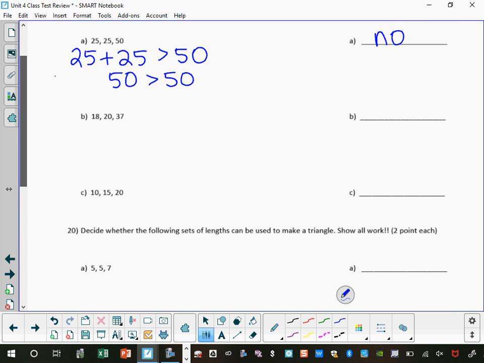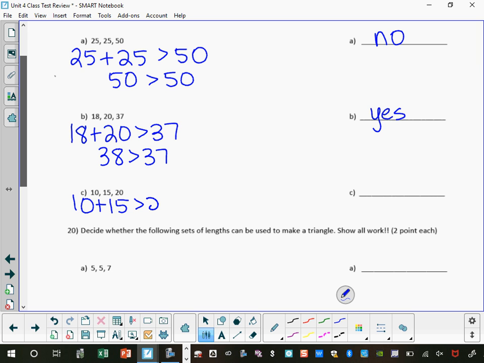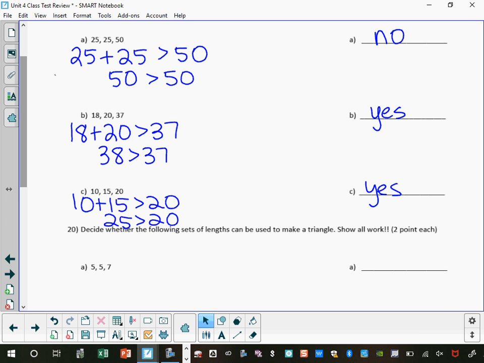Look at the second one. 18 plus 20, is that larger than 37? What was 18 plus 20? 38. And is 38 larger than 37? Yes. And then we have letter C. I have 10 plus 15, is that larger than 20? Yes, 25 is larger than 20. So this can also be a triangle. I want you guys to do 20, A, B, and C. You can do the last three the same exact way.